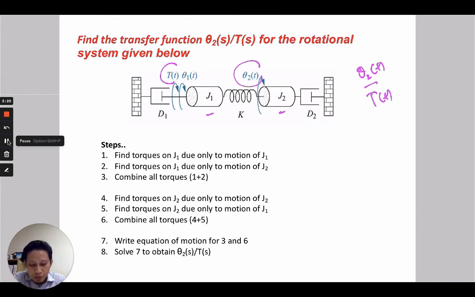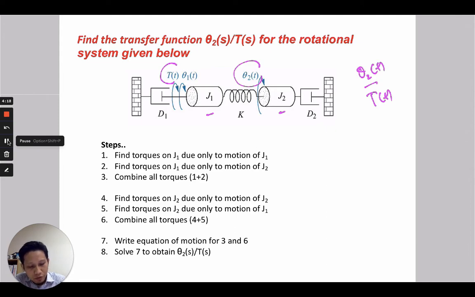The first step is we find the torques on J1 due only to motion of J1, and the second step we find torques on J1 due only to motion of J2. Then we combine the torques from step 1 and step 2. Next, step 4, we find the torques on J2 due only to motion of J2, and then we find torques on J2 due only to motion of J1, and then we combine all the torques found in step 4 and step 5. Finally, before we solve for the transfer function theta 2 over T, we write the equations of motion that we found in step 3 and step 6.